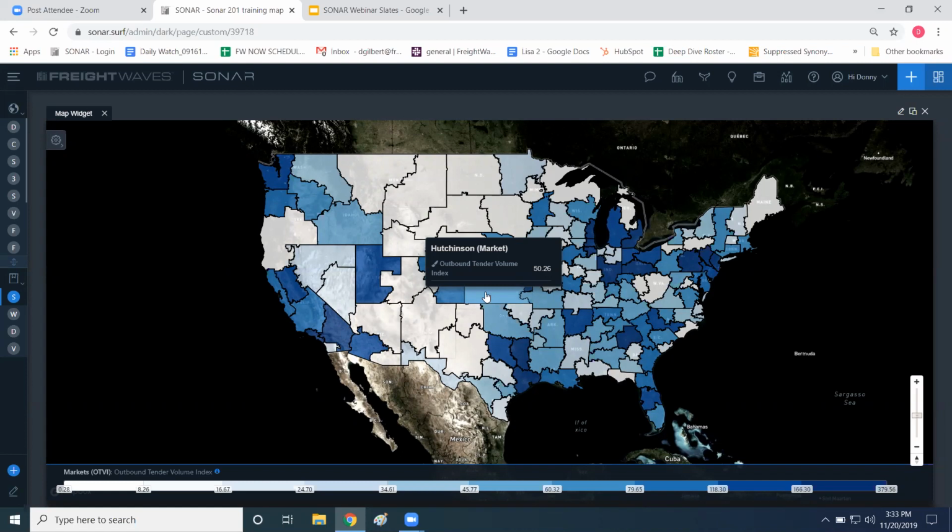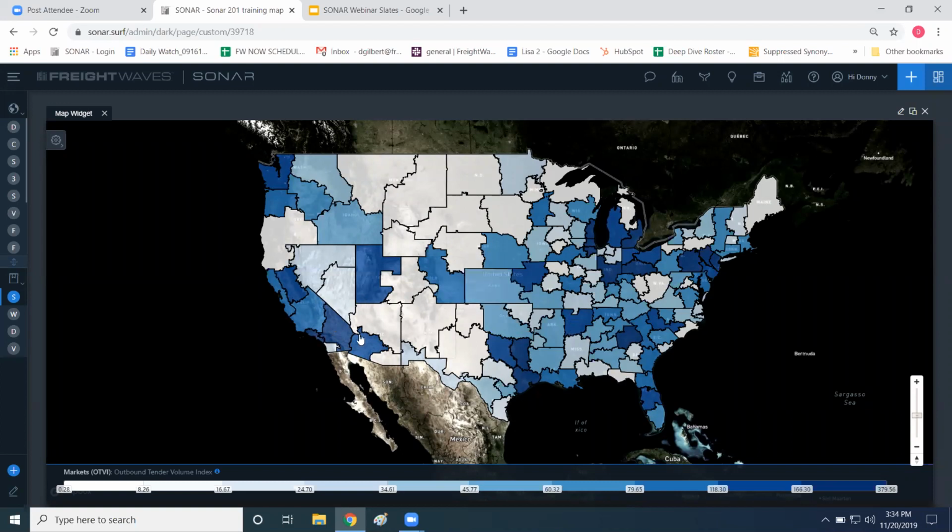Now, we've broken this down by market share into 135 different markets across the U.S., breaking it down to an index. This index does not tell you how many loads are in the market or how many trucks are in the market. It is an actual index that we thought was a better measurement so that we can see how markets increase or decrease in tendered volumes.